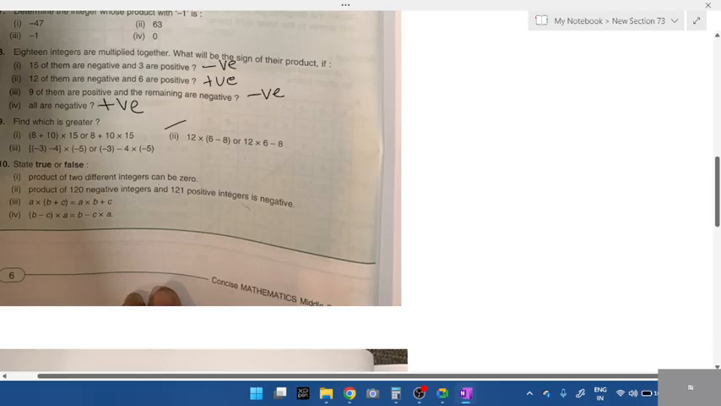Just convert the statement into numbers. What do you mean by product? Product is of two different numbers, two different integers. Tell me any two different integers. 0 is also an integer, right? So I'll take 0 here and multiply by minus 10. What's the answer you're getting? 0 into anything is 0. So it is possible. So what's the answer? True. Take down this statement.